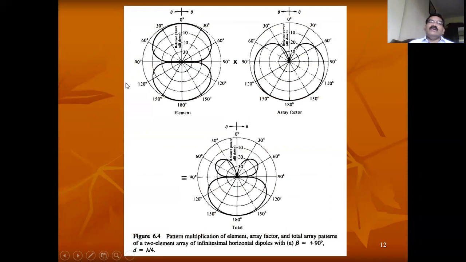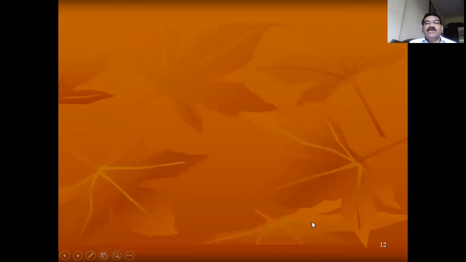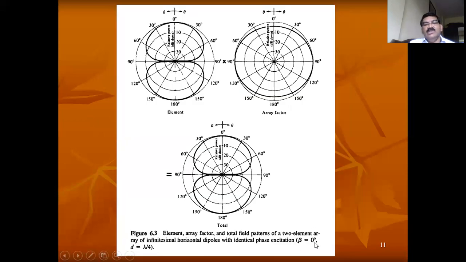Another example of the array factor. Now here you can have a very clear idea. Again the same element, a dipole antenna, and this is the array factor. How did we get this? By pattern multiplication of the element pattern and the array factor, giving the total array pattern of the two element array of infinitesimally small horizontal dipoles with beta changed. Initially, in the previous case, beta is 0, meaning the phase difference between two elements is 0, no phase shift. So you got this array factor.